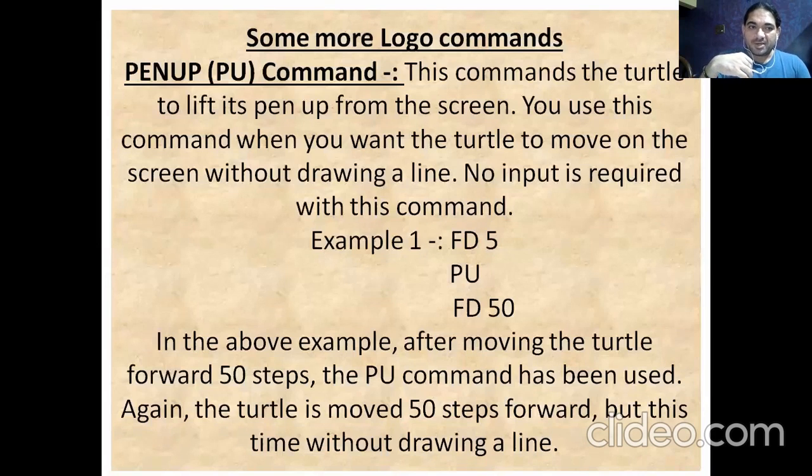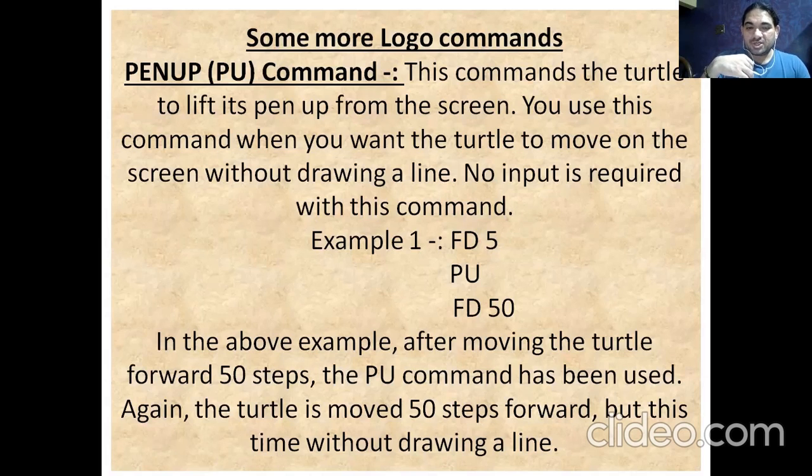Some more Logo commands. That is pen up, the PU command. This commands the turtle to lift its pen up from the screen. You use this command when you want the turtle to move on the screen without drawing a line. No input is required with this command. For example, you can see there FD 50 PU. In the above example, after moving the turtle forward 50 steps, the PU command has been used.